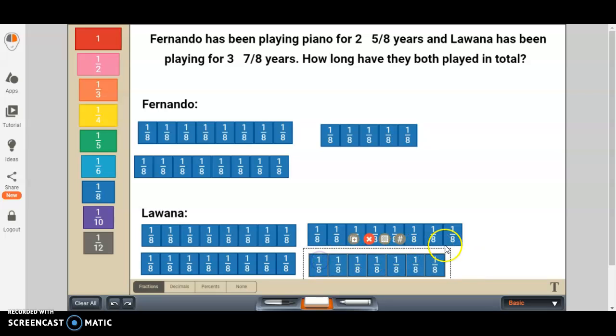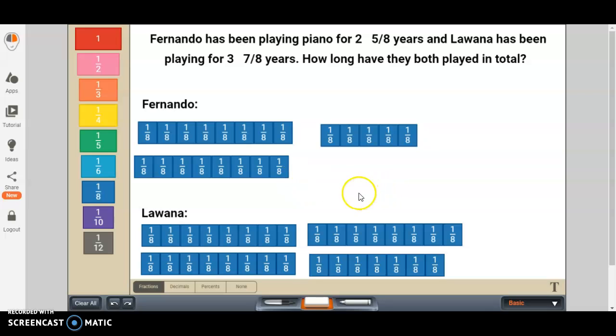So, how long have they both played in total? So we're trying to combine these two performers, and find out how long they've been playing as a total. So we're going to add these numbers. And let's look. Okay. I know that this is going to be a lot of counting if I want to do it as a fraction. So I'm going to look at a mixed number.